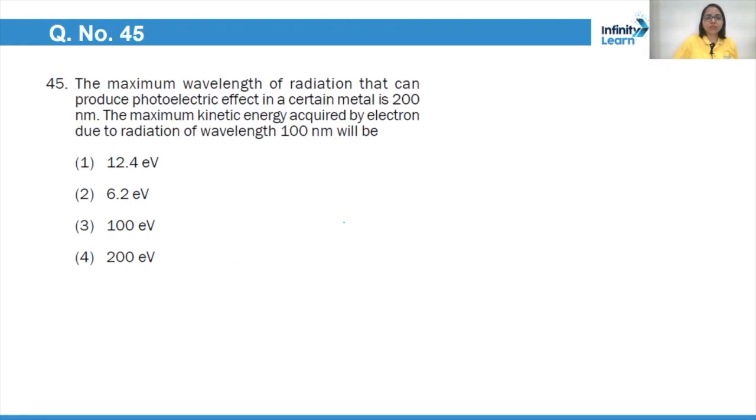Next is question number 45. The maximum wavelength of a radiation that can produce photoelectric effect in a certain metal is 200 nanometer. So you can write lambda naught, the threshold wavelength, as 2000 angstrom. Okay, I'm converting nanometer into angstrom. And lambda is given as 100 nanometer, that is equal to 1000 angstrom. So the maximum kinetic energy acquired by the electron due to the radiations will be.